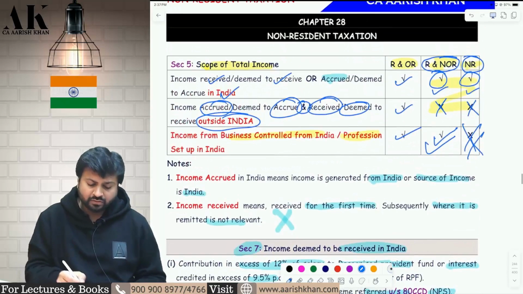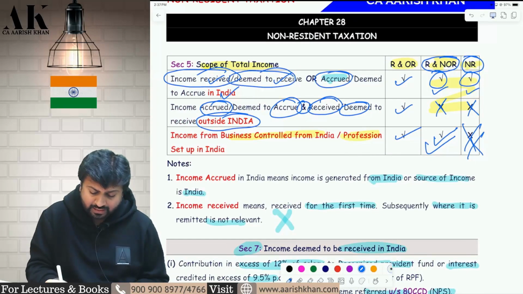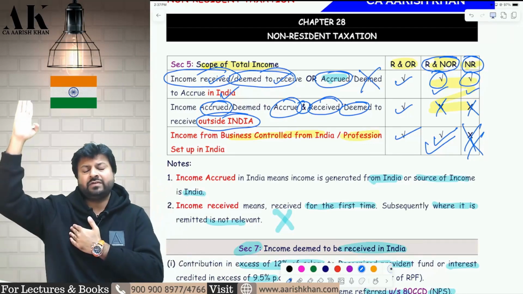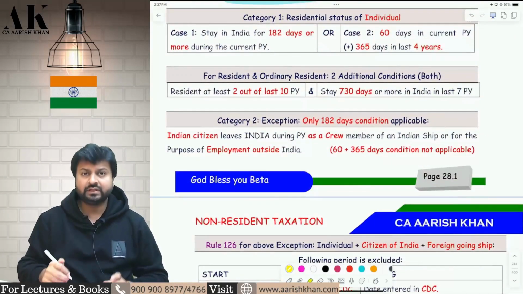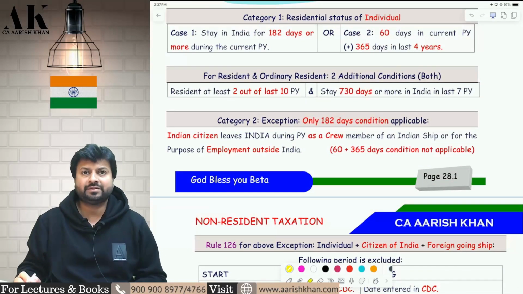So what I have explained to you is what I mean by received in India, deemed to receive in India, accrued in India. But deemed to accrue in India, I have not explained so far. That we'll be discussing later on. That is a very long discussion which is given under section 9. So now we are going to start with our residential status first, and then we will talk about other aspects of this chapter. Okay.